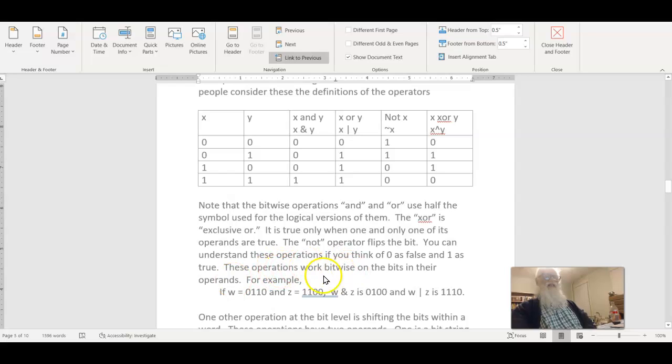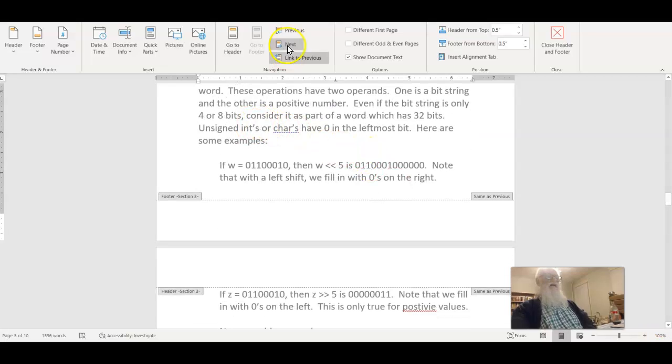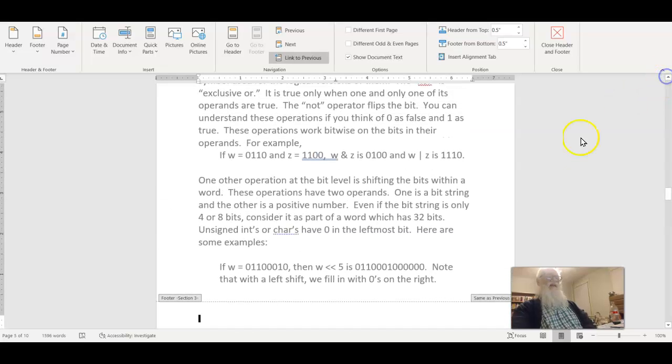Now, the operations work bitwise. So if W were 0110 and Z were 1100, then I'd take, for the OR of it, 0 or 1, 1 or 1, 1 or 0, and 0 or 0. So you just go one at a time. Now there's another operation that is very important. And this is an operation that moves bits around.